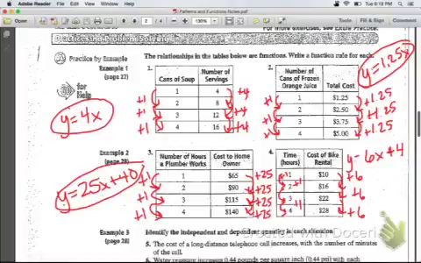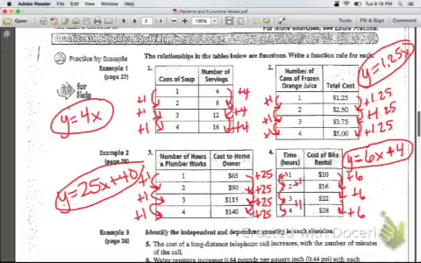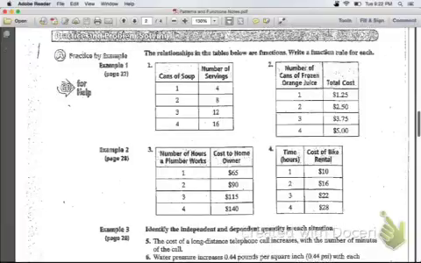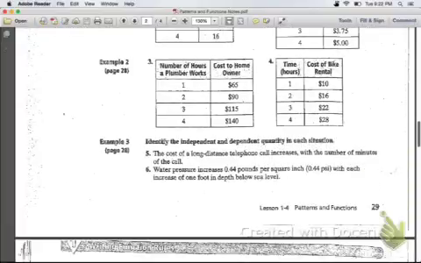So a lot of times you're just looking at the relationship between the x and the y. So which one of these are independent and which is dependent? Remember, the dependent variable depends on something else happening. So the cost of a long-distance telephone call increases with the number of minutes of the call.